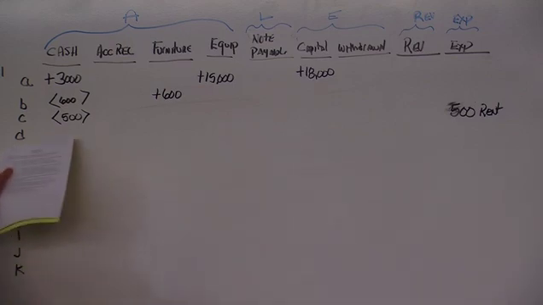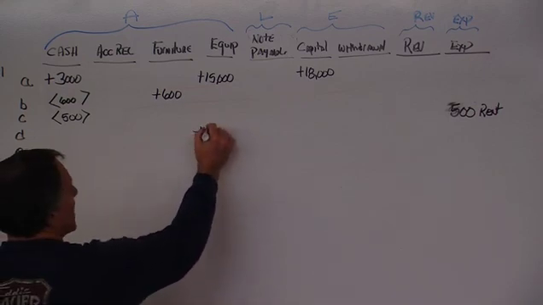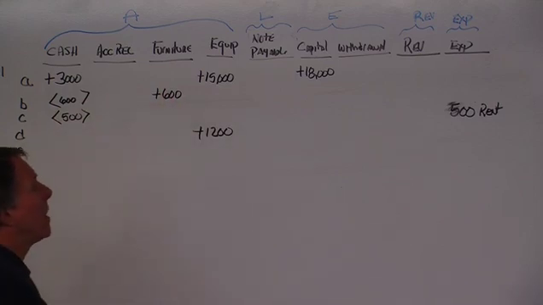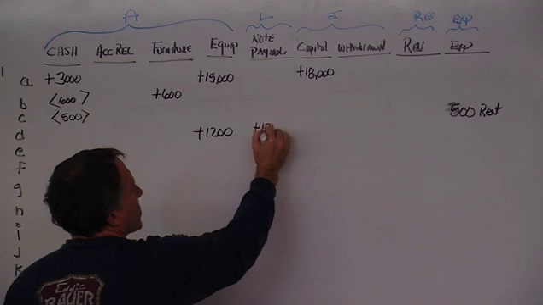Let us look at item D. On August 4th, the company purchases $1,200 of equipment on credit. So what's going to happen is we happen to have a positive under equipment, $1,200. So assets are going up. What's happening on the other side? Liabilities are also going up.